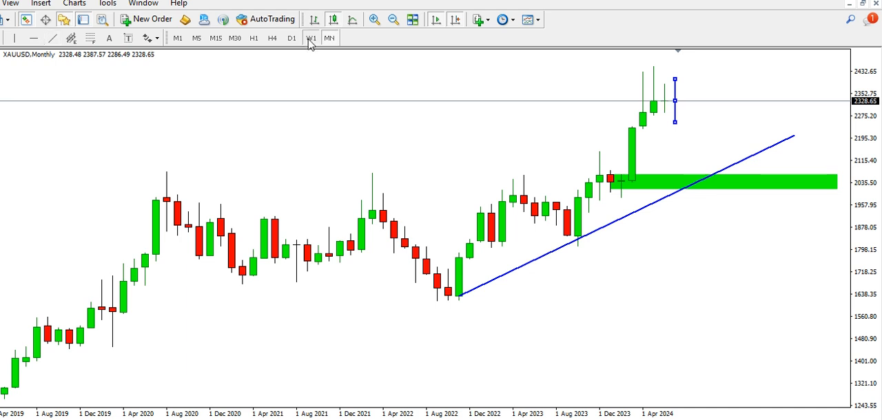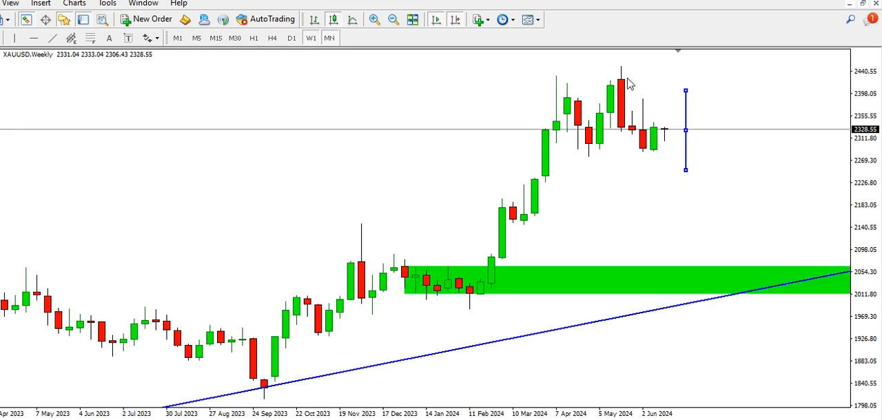On the weekly time frame, we can see that price has given us the left shoulder. We have the head characterized by this bearish engulfing candlestick. What I mean by that is that this bullish candlestick is totally engulfed by this bearish candlestick. So we might take this as our right shoulder, or price might decide to form a separate right shoulder around here.